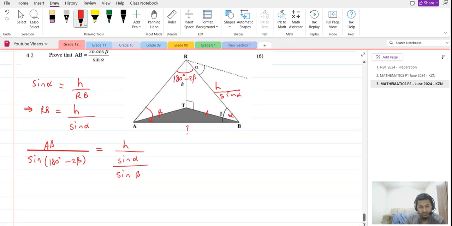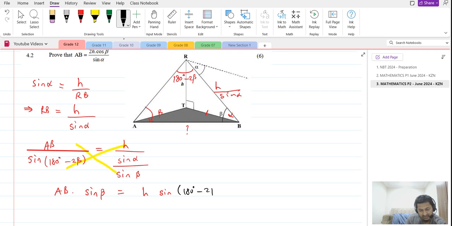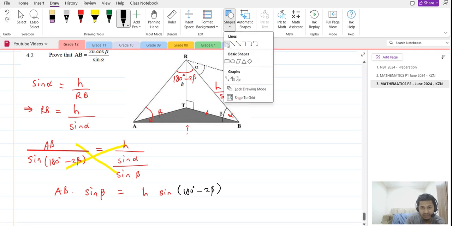Now we're going to cross multiply and solve everything. So sine beta times AB is AB sine beta, and H times sine 180 minus 2 beta. I'm cross multiplying, so that times that, and this here times that. That was H over something. It was H over sine alpha. Don't forget the sine alpha here.